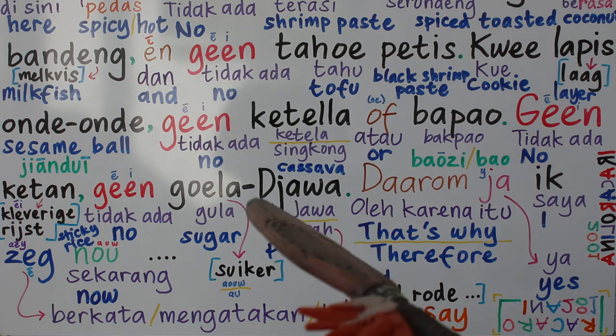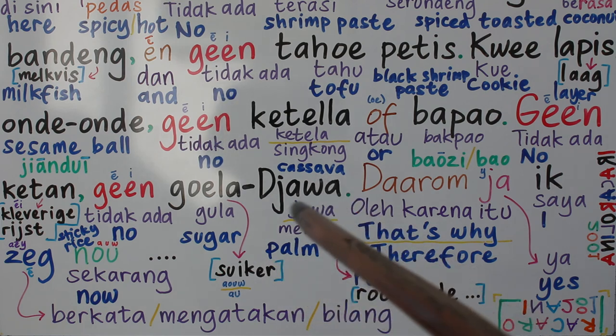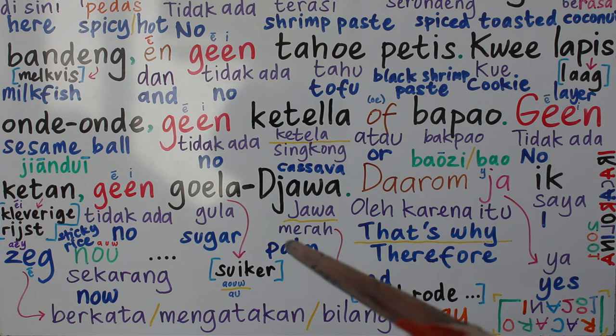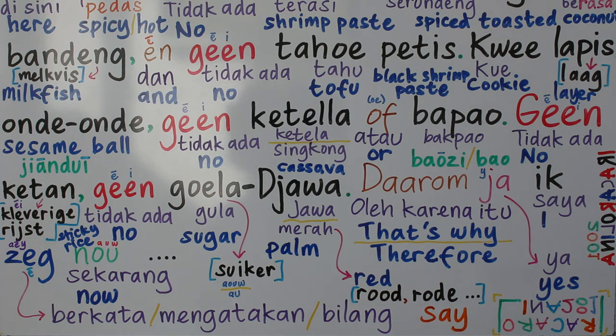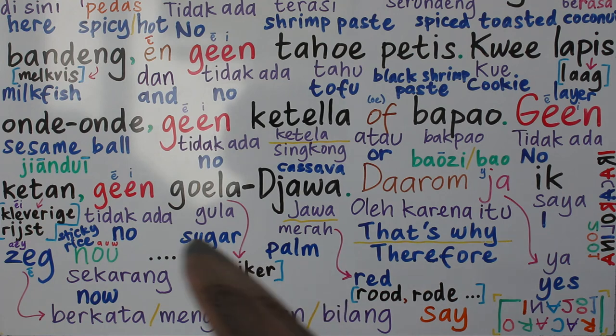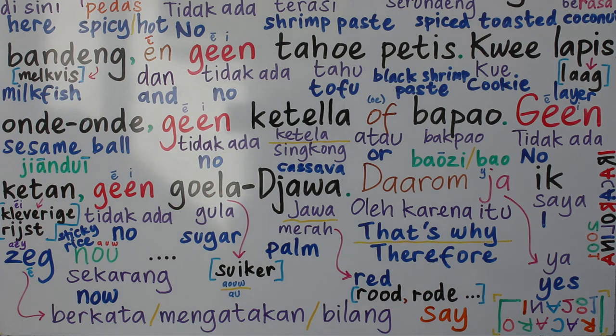And this, the D and J, or in English D and G, J, in Indonesian it becomes J. This is the old way to write it, and it is pronounced as Jawa, in English, Java. In Indonesian, we rarely say it as Java sugar, because we pronounce it as red sugar, gula, and then merah. Merah is red.